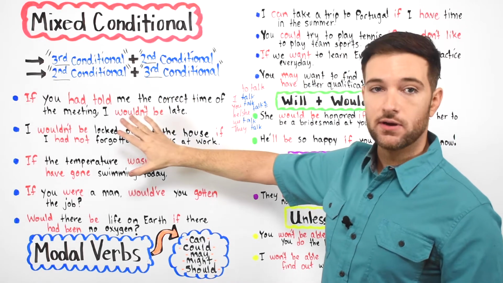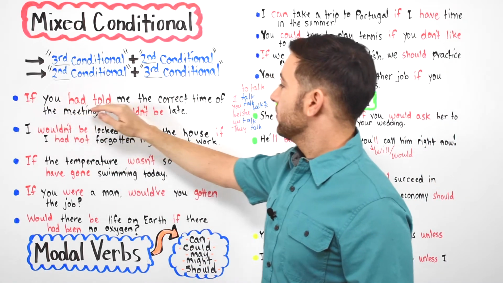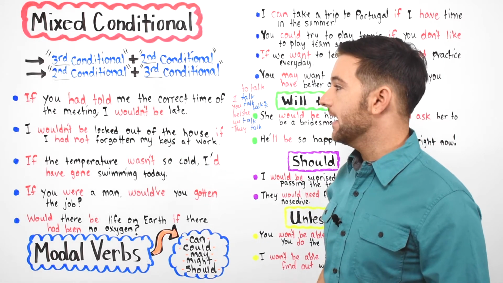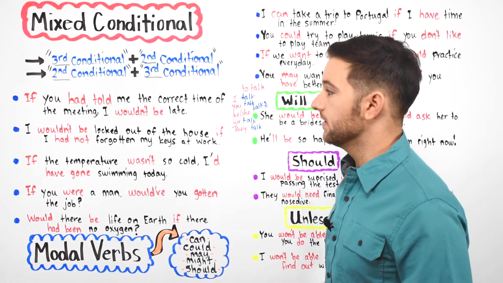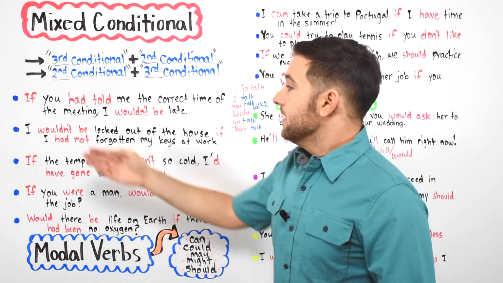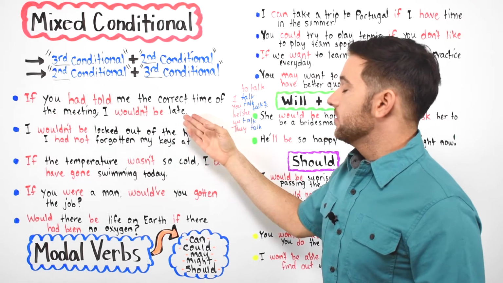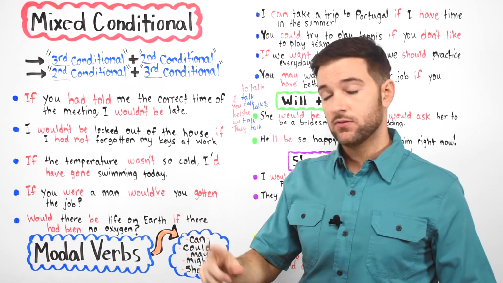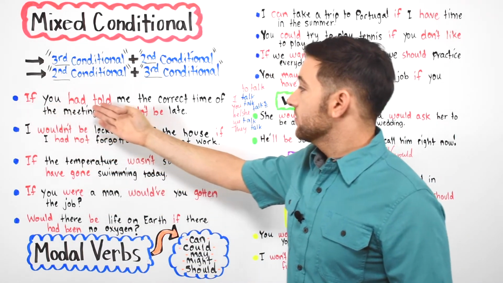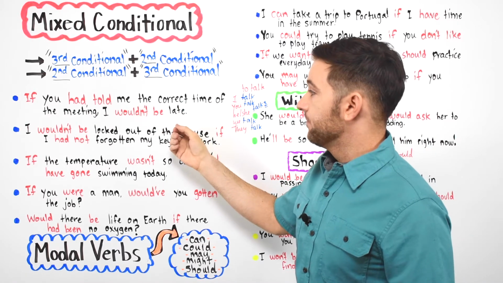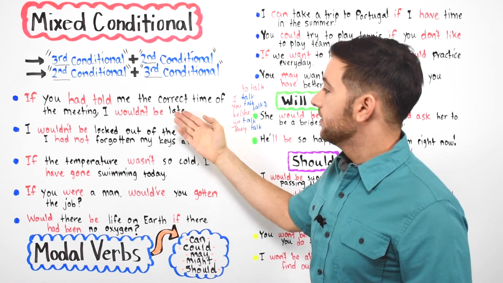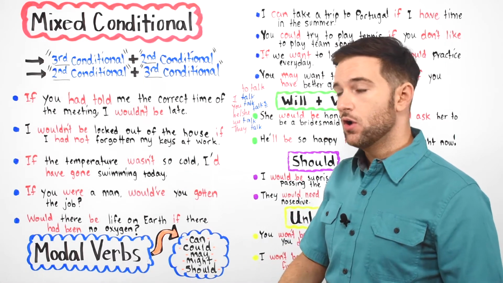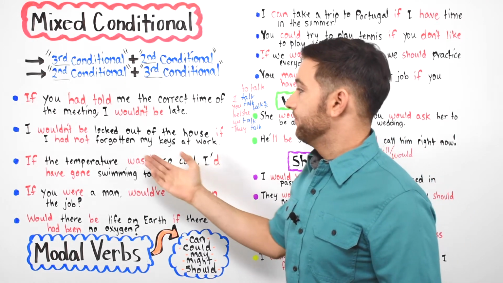Let's start right here, okay? If you had told me the correct time of the meeting, I wouldn't be late. So think about it. If you had told me the correct time, remember I said, what if something happened in the past, but it didn't happen? Well, in this case, we're explaining exactly that. We're talking about what if somebody had told you in the past, but they didn't tell you, what would be the result today?